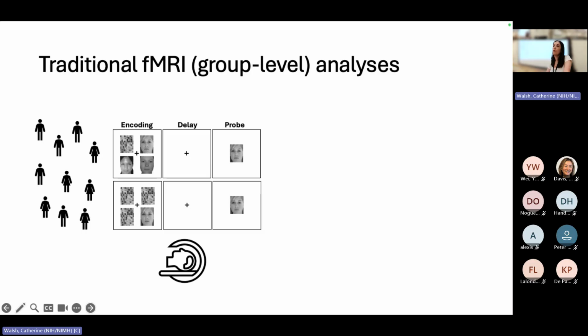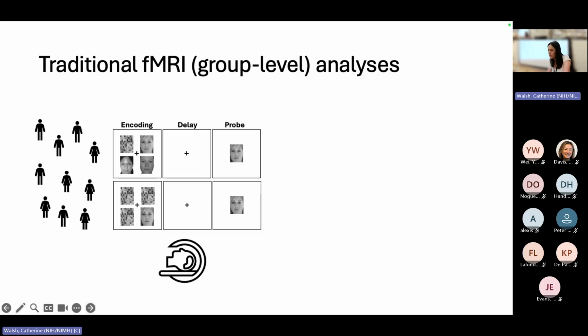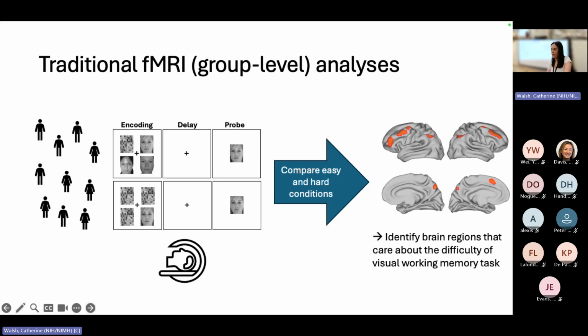So maybe I give you either 1 or 3 faces and I have you try to remember them across a short delay and then test you on whether you've seen them before. In this case, we have 2 conditions. We have an easy condition with 1 face and a harder condition with 3 faces. And then we'd use statistics and all sorts of fun math to compare these 2 conditions and get a brain map that will tell us about regions that care about a visual working memory task.